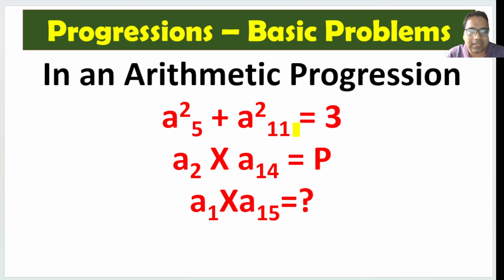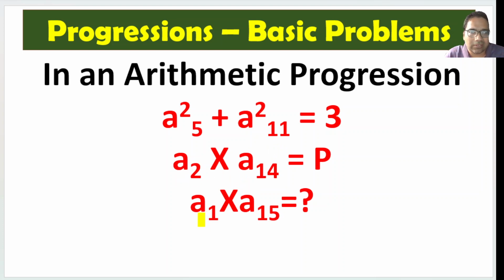Why? 5 plus 11 is 16, 2 plus 14 is also 16, 1 plus 15 is also 16, right? So for example, A5 is A1 plus 4D, and A11 is A1 plus 10D. So 4D and 10D, that's 14D. Here also, A1 plus D and A1 plus 13D: 13D plus 1D is 14D.